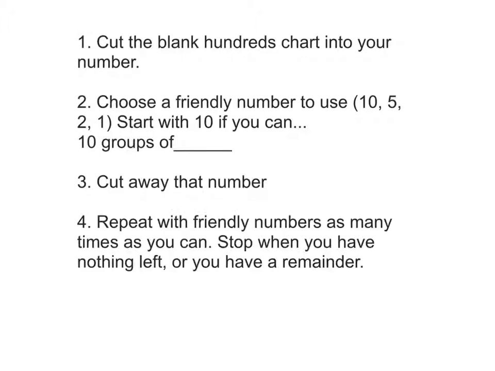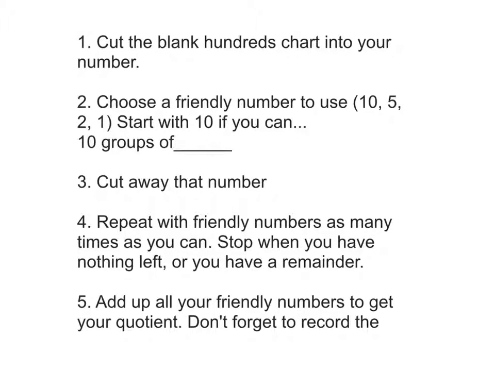Step 4, repeat with friendly numbers as many times as you can. Stop when you have nothing left or you end up with a remainder. Remember, just because I used 10 once doesn't mean I can't use 10 again. You have to decide what friendly number is best for your situation. Step 5, add up all your friendly numbers to get your quotient. Don't forget to record the remainder if there was one. So in my example, I added up the 10 plus the 2 plus the 2, which equaled 14. So my quotient was 14.